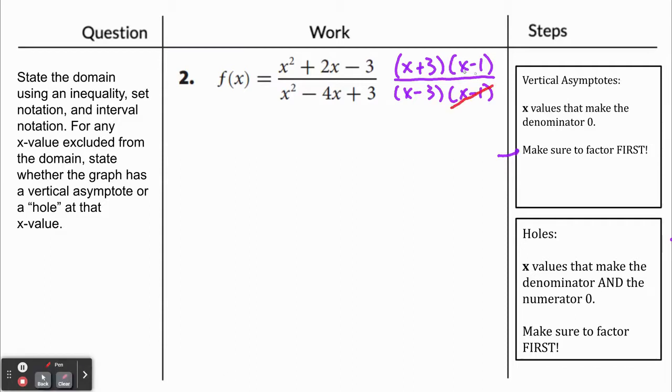So now we have our factored form, and the one thing that we see here is that we can actually cancel out the x minus 1, because x minus 1 divided by x minus 1 is just 1. We're going to come back to that when we start talking about the holes. So first of all, let's talk about domain using the different notations.